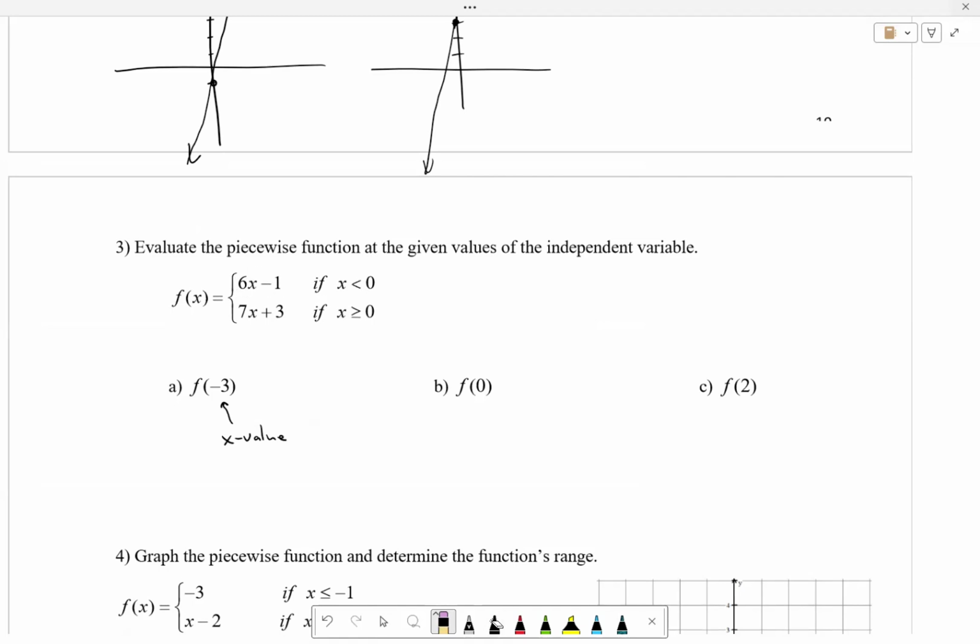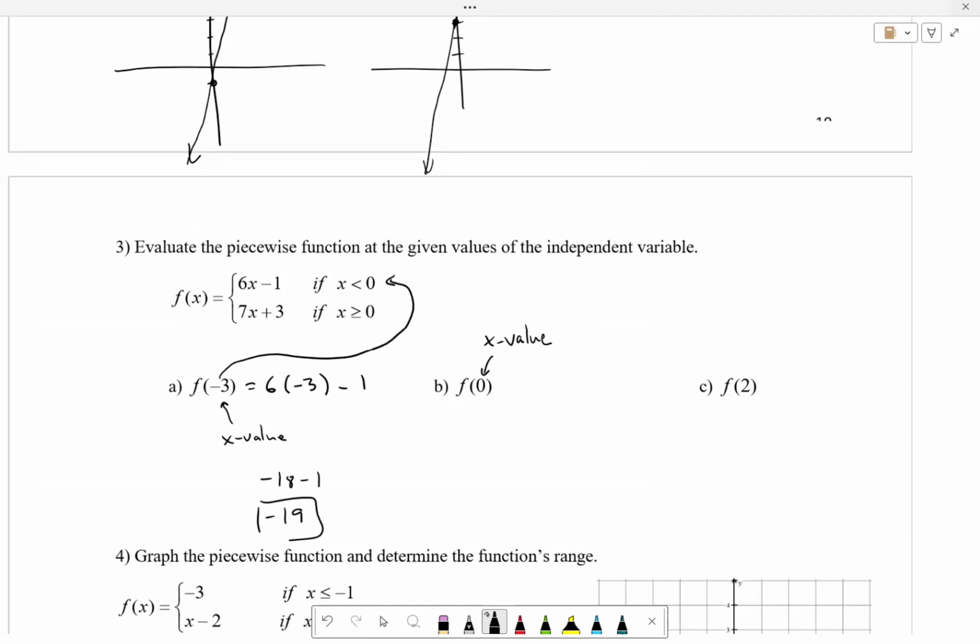So if I'm plugging in x equals -3, that's going to go right here because -3 is less than 0. So I'll plug that in, and it becomes 6 times -3 minus 1, which I believe is -18 minus 1, or -19. There you go. That's my answer there. Again, this is another x value, so into which piece shall I plug that in?